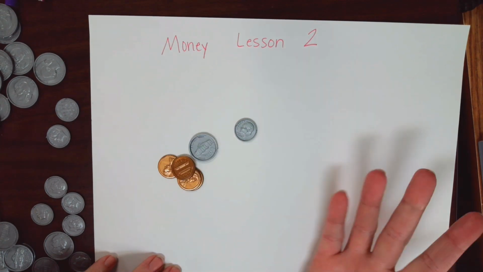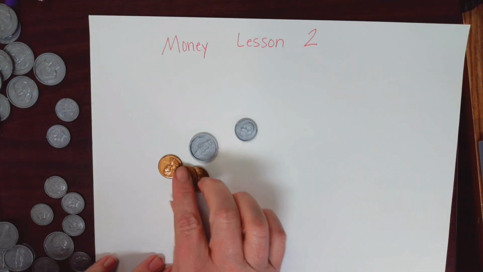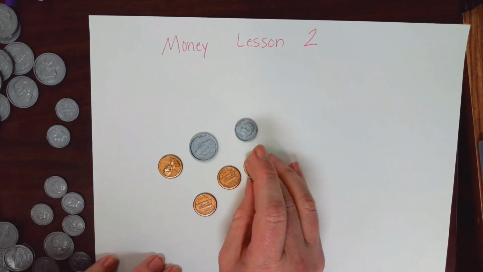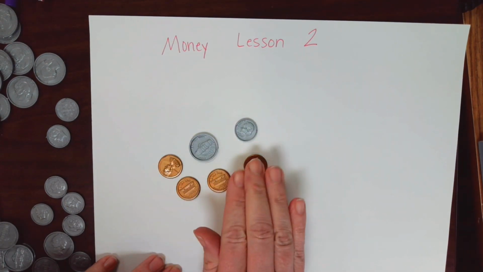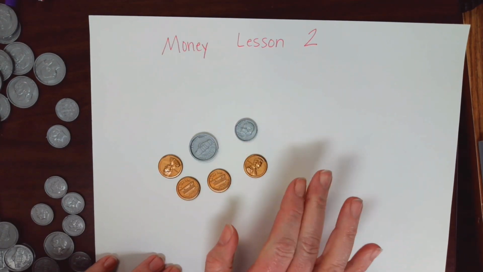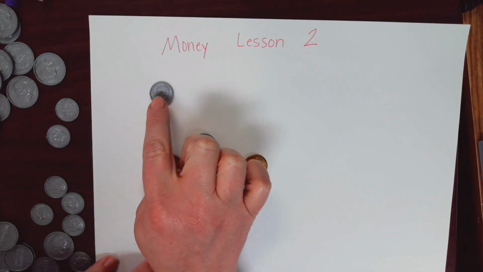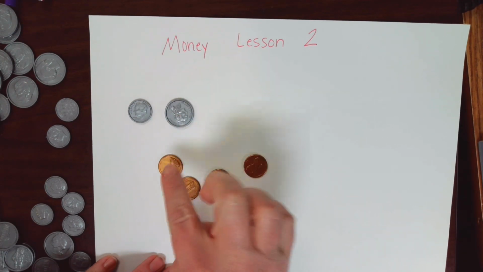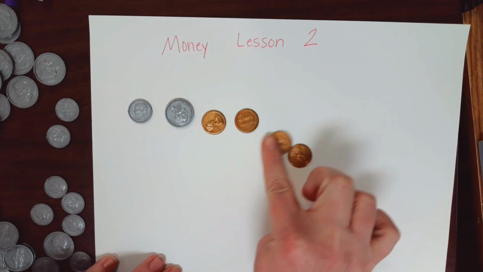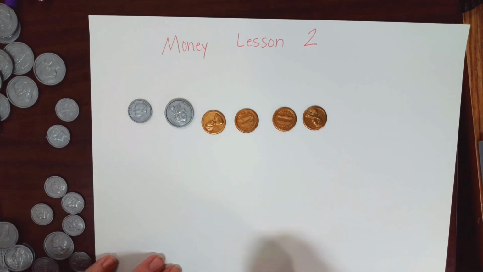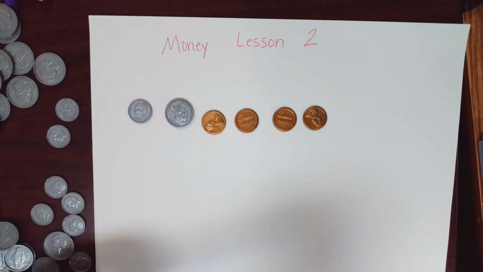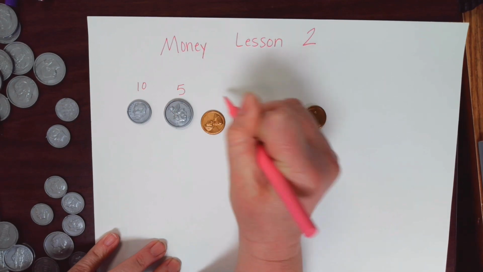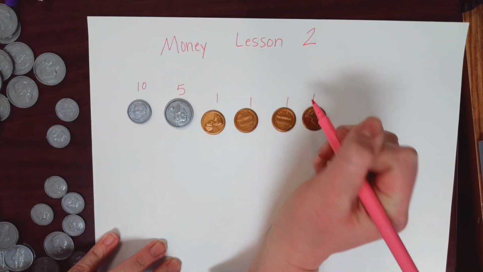So how are we going to do this? There's a couple different ways to do this, and it depends on your strategy. Now, counting the smaller coins first isn't always the best strategy. You want to start with the larger coin. This is 10, 5, and then you have 4 pennies. So you can do this by going 10, 5, 1, 1, 1, 1.